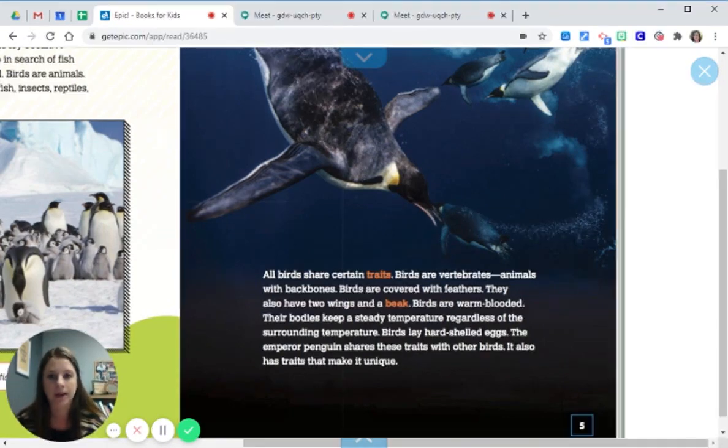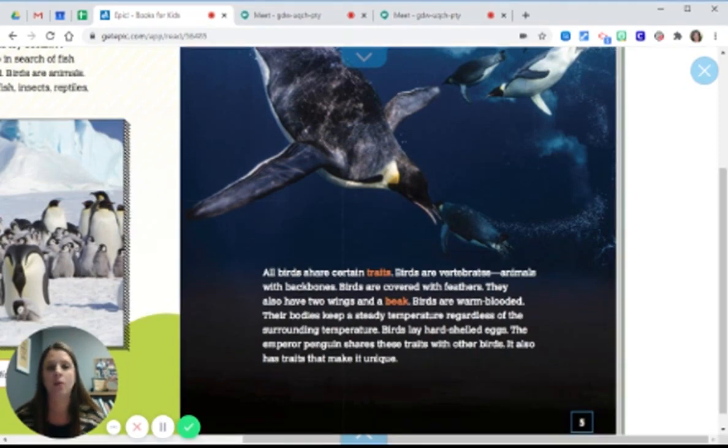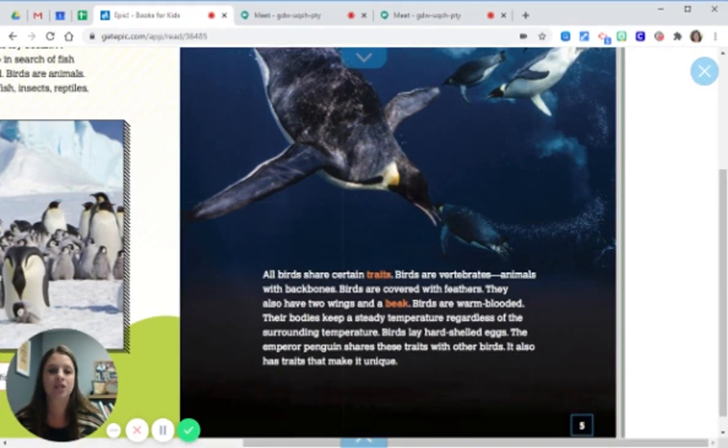Birds are warm-blooded. Their bodies keep a steady temperature regardless of the surrounding temperature. Okay, so that's another trait. Birds are warm-blooded. And then when they talk about the steady temperature, that's just an extra detail to explain to us as the reader what warm-blooded means.